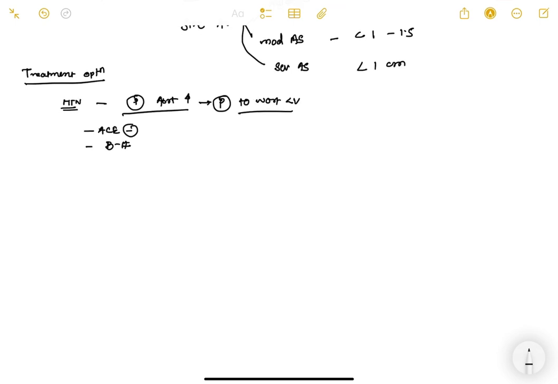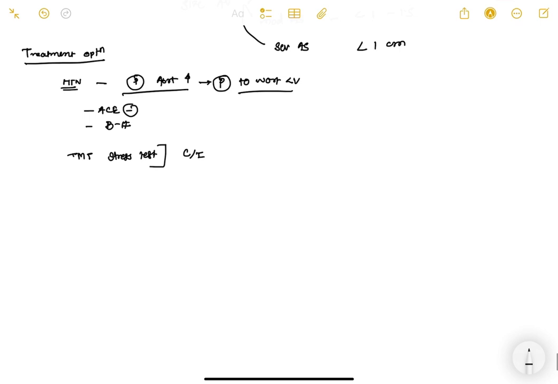Then there is one thing that I missed telling you: in a patient with aortic stenosis, the treadmill test and the stress echo are contraindicated. TMT and stress test are contraindicated. So please remember, don't do TMT in aortic stenosis.